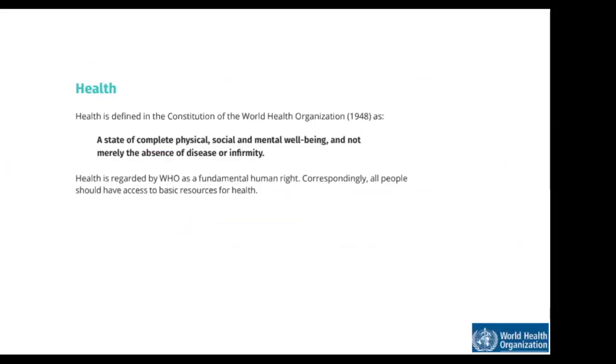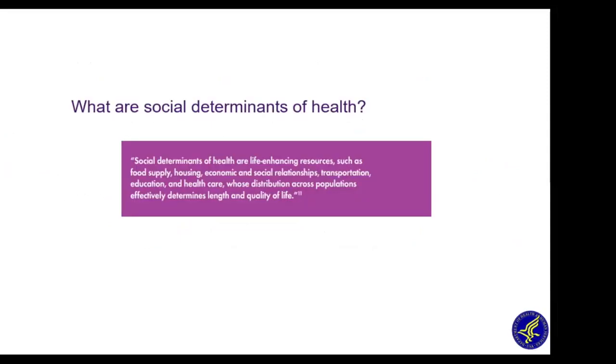Let's quickly go through this. So we talked about how, within the Constitution of the World Health Organization, health is actually a complete state of physical, social, and mental well-being. And then there are also social determinants of health. And these are determinants that actually determine our health. This is for all of us globally. And some of these have to do with housing, with economics, with transportation. Education is a social determinant of health. Food supply is a social determinant of health.